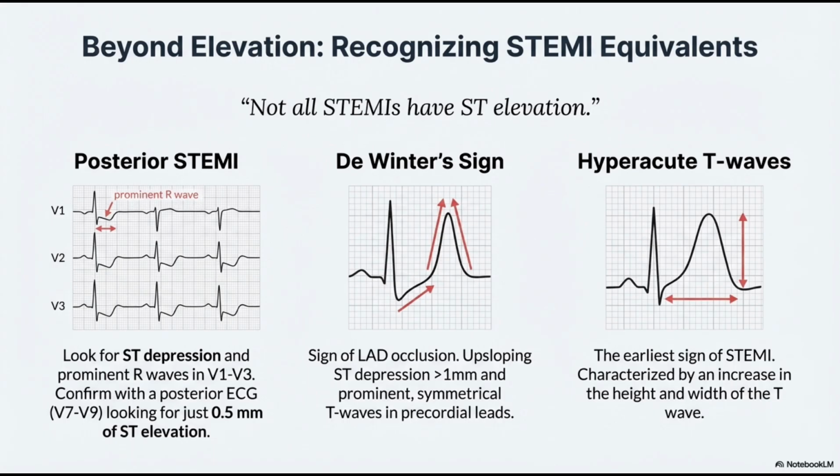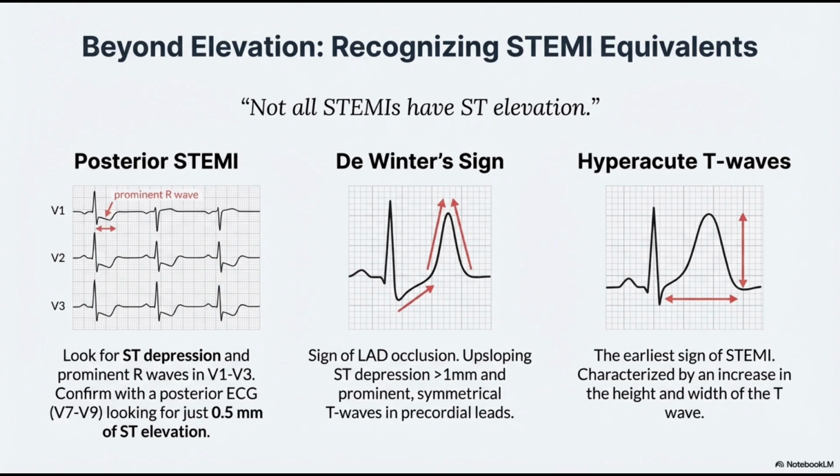Now we have to hit the really challenging cases, the STEMI equivalents. Right. We started by saying, not all STEMIs have ST elevation. These are equally urgent situations that are hiding in plain sight. And the prime example of this is the posterior STEMI. It is a literal hidden threat. Anatomically, the injury is on the back wall of the heart. So the standard leads, V1 through V3, are looking away from the injury so they don't show elevation.